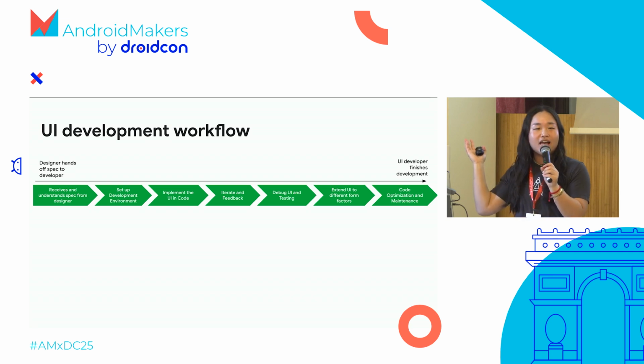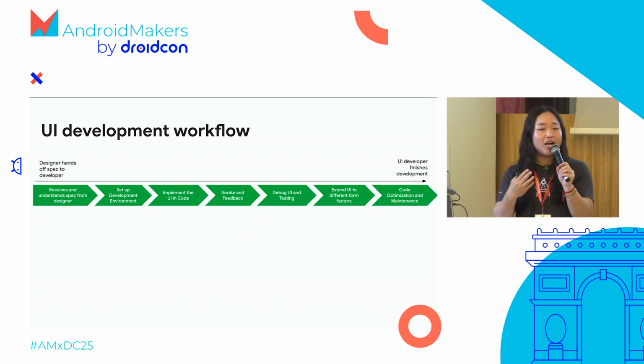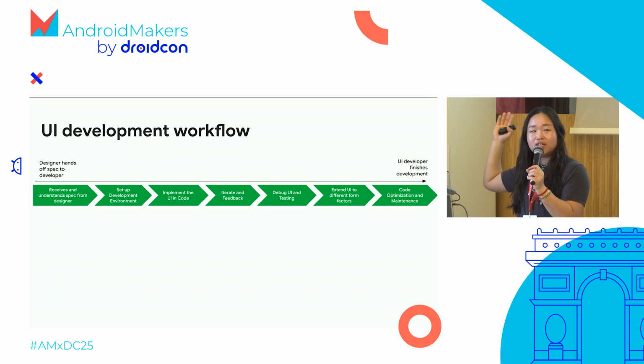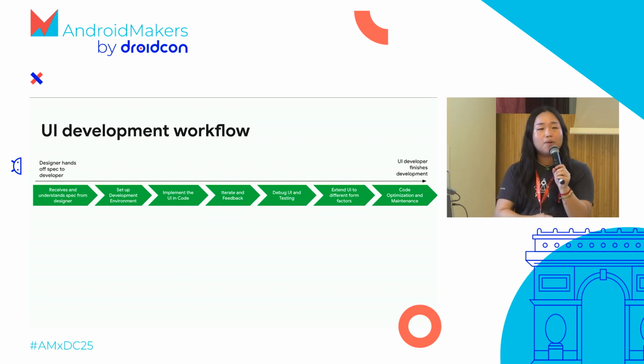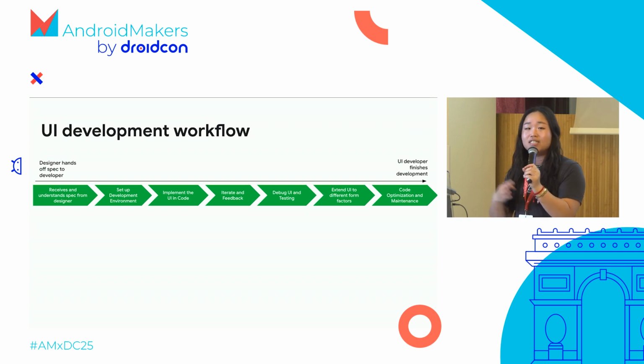Now this is a generalized overview of the stages that we think a developer goes through every time you build a UI. It starts from when the designer hands off the spec, maybe a design system in Figma or a screenshot, and then you have to understand the details in the spec, set up the developer environment, maybe in Android Studio, and maybe do some research about the framework you need to use to achieve the results the designer is looking for. Then comes implementation, iteration, debugging, and extending and scaling for performance and maybe different form factors.